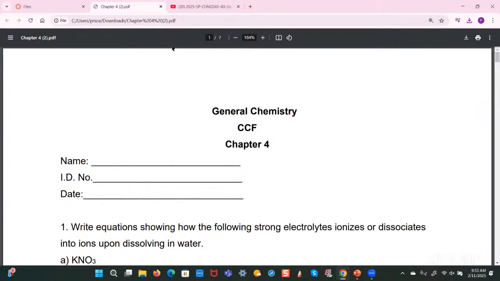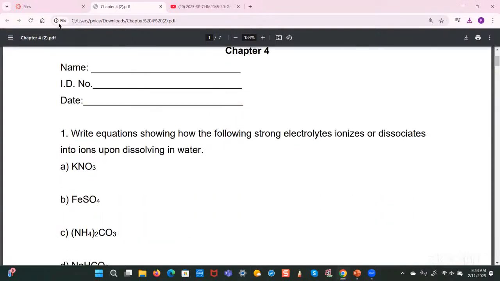I'll help you out with the first one. In the case of potassium nitrate, KNO3, which is a solid, when it's dissolved in water, you're going to get K plus aqueous and NO3 minus aqueous. Right? So what do you think would be the equation for B?